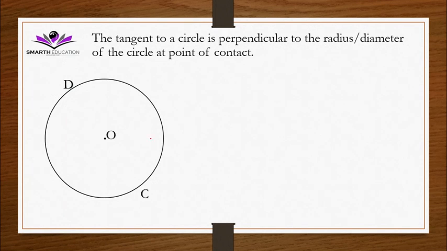So now you have the tangent AB here, and then it is perpendicular to this radius at the point of contact. That means the angle OCB there is 90 degrees. You see that? So the tangent to a circle is perpendicular to the radius or diameter of the circle at what? At the point of contact. That's the theorem we're talking about.